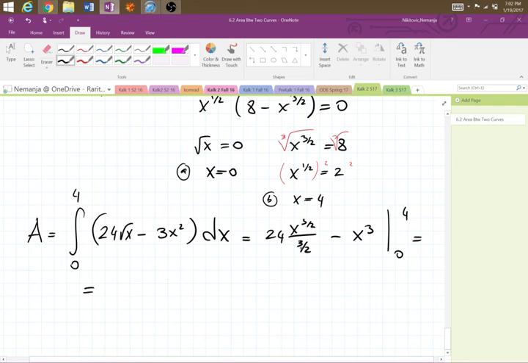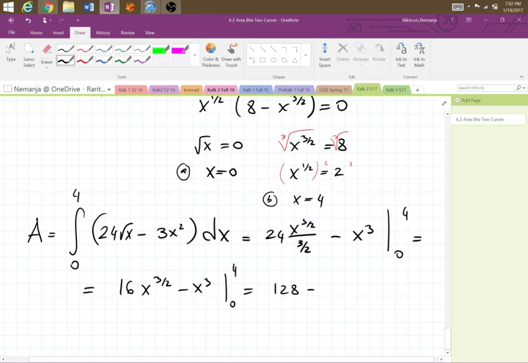24 divided by 3, we get 8 times 2 is 16, x to the 3/2 minus x cubed from 0 to 4. We don't have to worry about 0 because it will zero out both, but 4 is there. Square root of 4 is 2. 2 cubed is 8. 8 times 8 is 64 times 2 is 128.